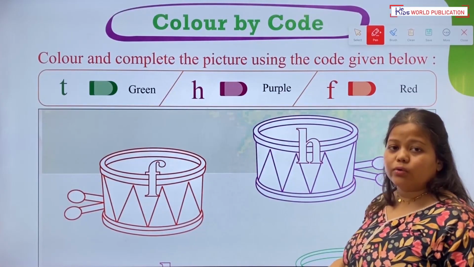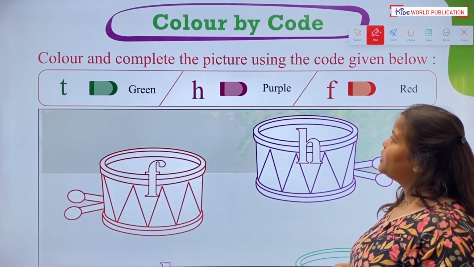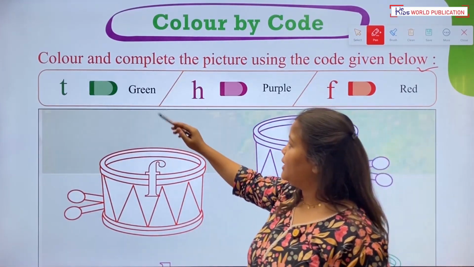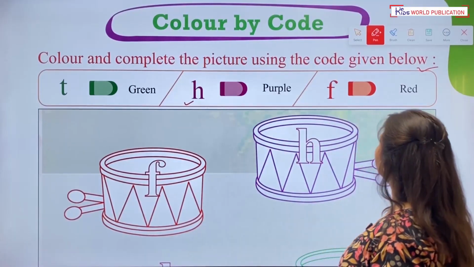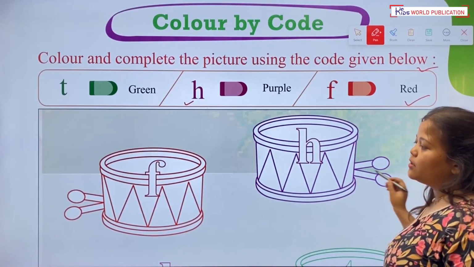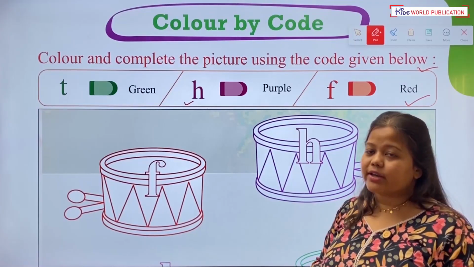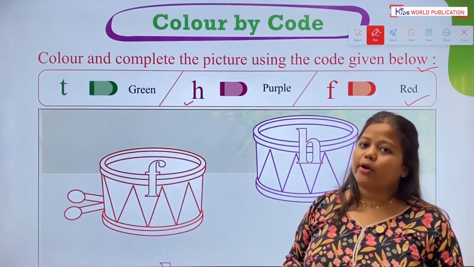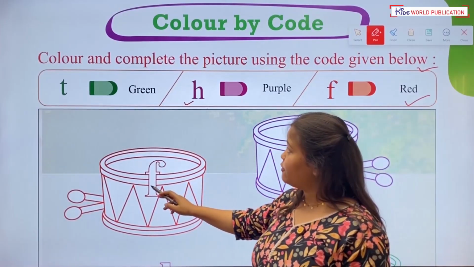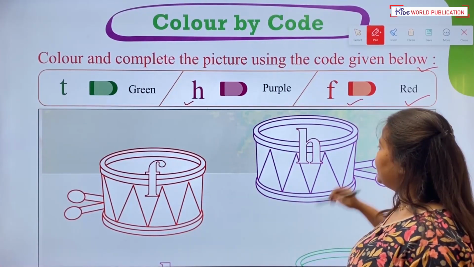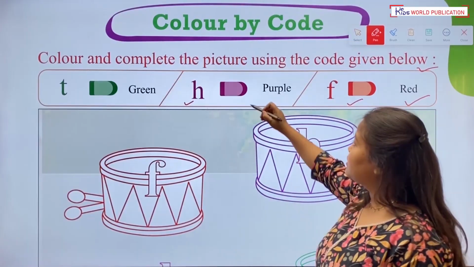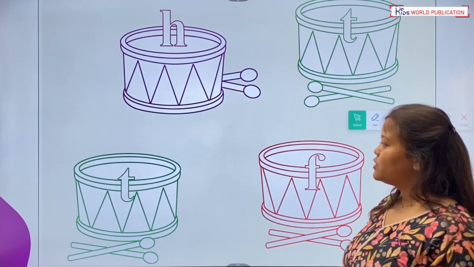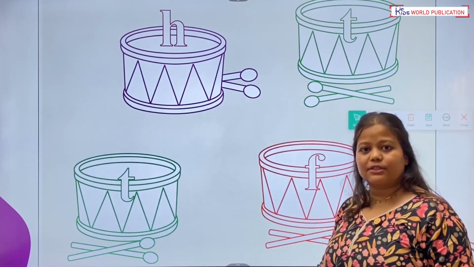Color by code. Color and complete the picture using the code given below. T, green. H, purple. F, red. So kids, here you can see some pictures are given and some alphabets also written on it. So you will color them according to the code. For F, you will color red. For H, you will color purple. And for T, you will color in green. So this is how you will complete this activity.